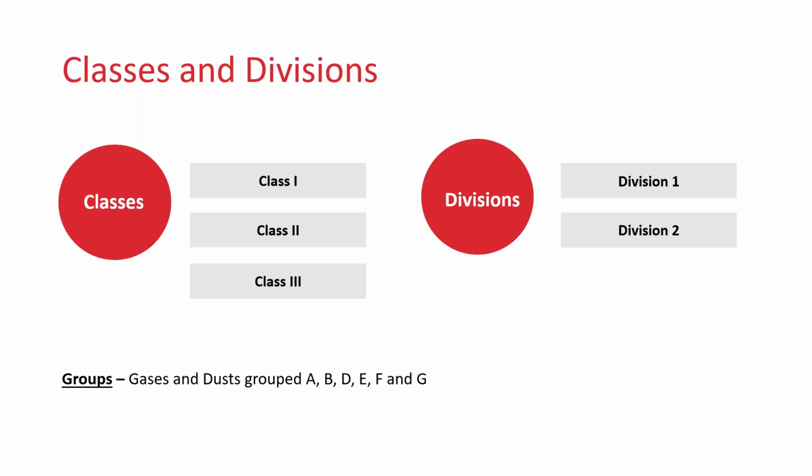Now, looking at the IEC zonings and North American classes and divisions, there are some similarities, but the two are distinctly different and you shouldn't confuse the two. Gases and dusts in the North American system are then further subdivided into groups A, B, C, D, E, F, and G.